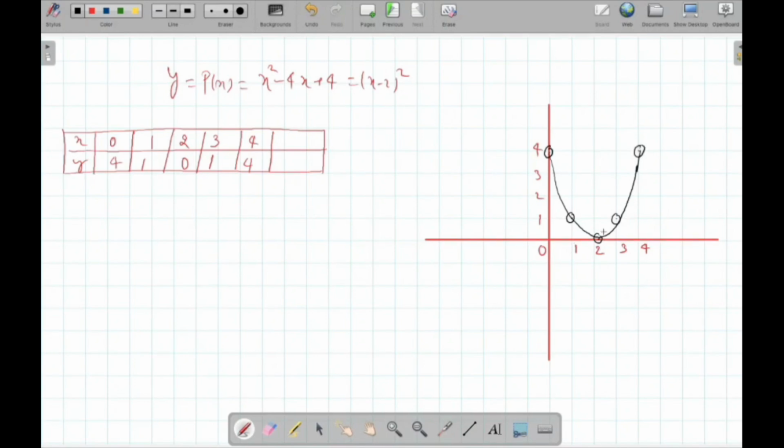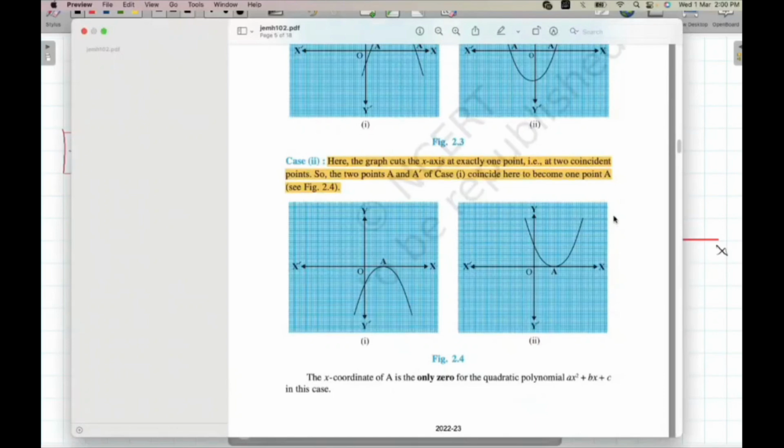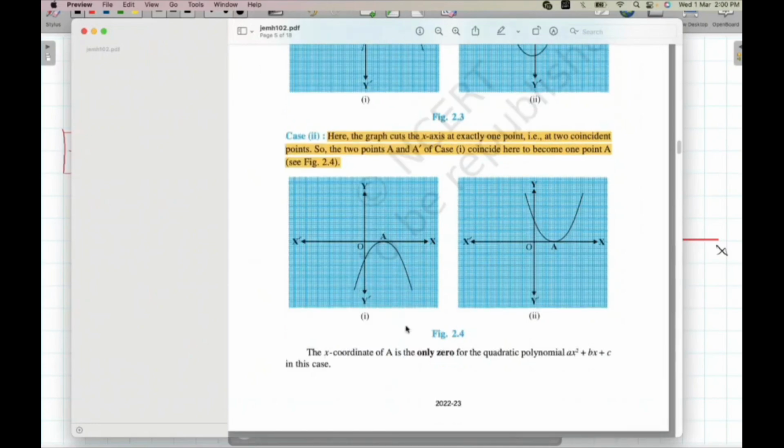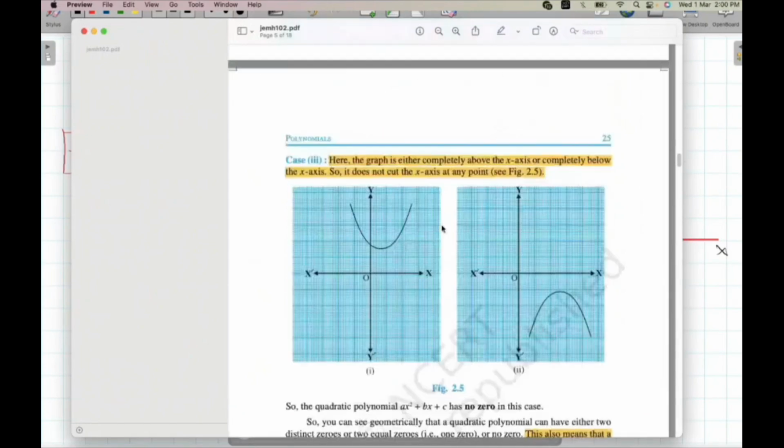And as you can see, the graph is actually just touching the x-axis once and leaving. So in this case, there will be 1 zero actually, but we say that if there are two zeros, they are both equal. So it means that there is only 1 zero over here. And that is what this graph is showing you. So there will be only 1 zero in this case.